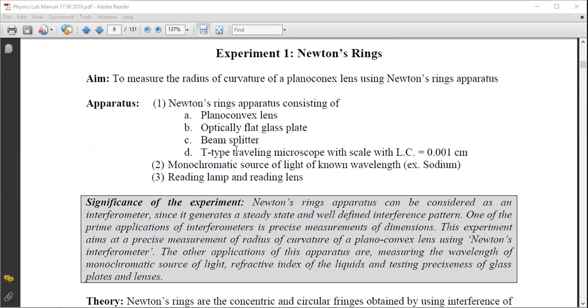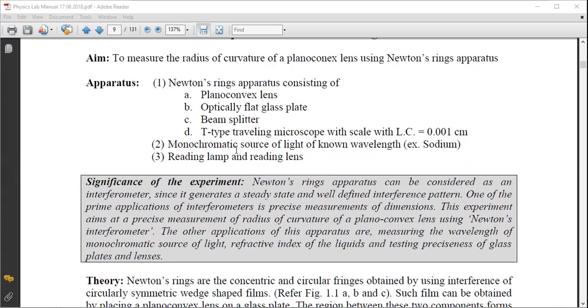Okay, below it an optical flat glass plate is placed, and above it you will require a monochromatic light source. Especially a sodium vapor lamp is used. Okay, so a monochromatic light source, and you will also require a reading lamp to measure the readings.